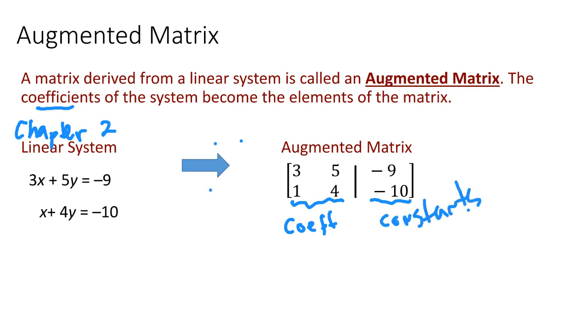Okay, so if you notice here in front of my x, we have a 3. Let me underline that. And so we would put the 3 here. And then we have a 5, and we would put the 5 in the next one. Then we have a vertical bar that represents your equal sign. Your constant is -9, so that will go in here. We would do the same thing for the second equation. You have a 1, so we write the 1. We have a 4, we write the 4. And then the -10 is the constant.